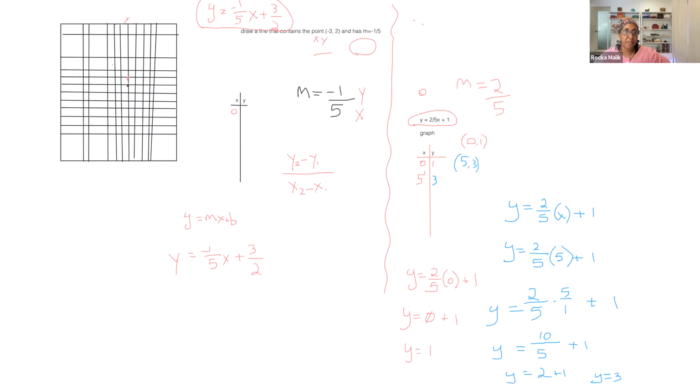Which I can graph from my origin. 5 to the right: 1, 2, 3, 4, 5, and 3 up. Okay, I know it's supposed to be here, because my graph was a little off. And then I can connect the line, and not forget to write my arrows on the ends showing that it continues forever in both directions, which is what a line is.